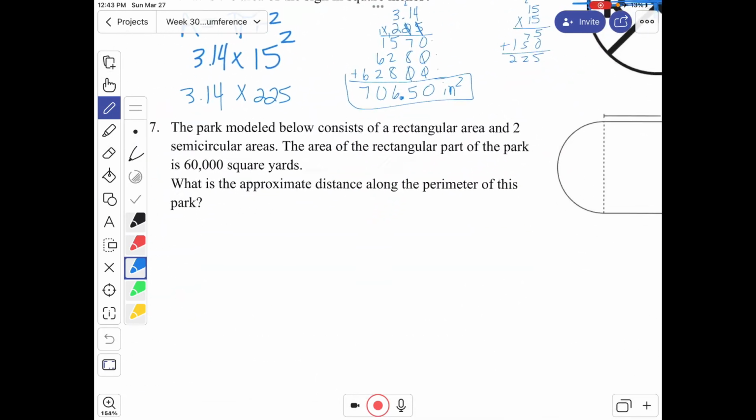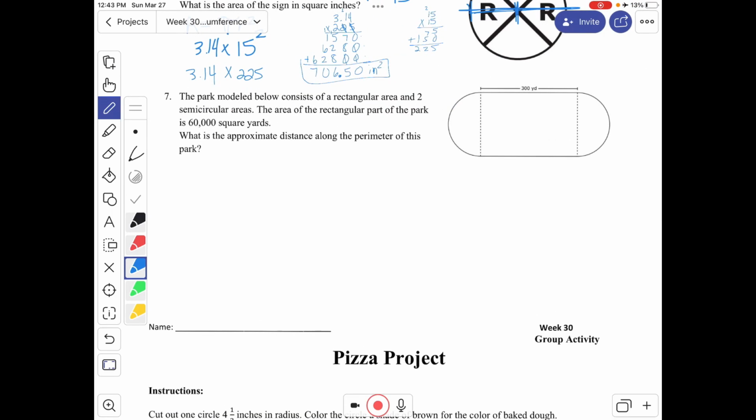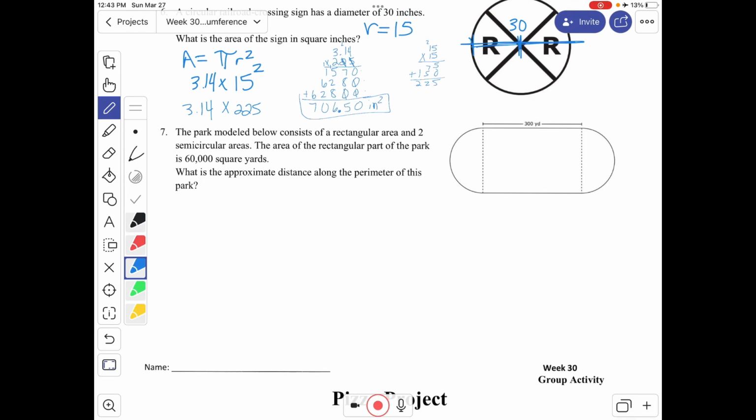Number 7. The park modeled below consists of a rectangle area and 2 semicircular areas. The area of the rectangular part of this park is 60,000 square yards. What is the approximate distance along the perimeter of this park? Perimeter is how far around.